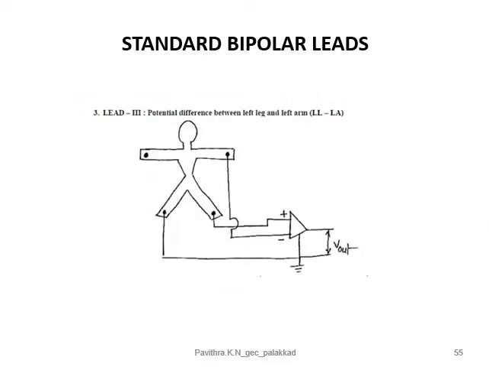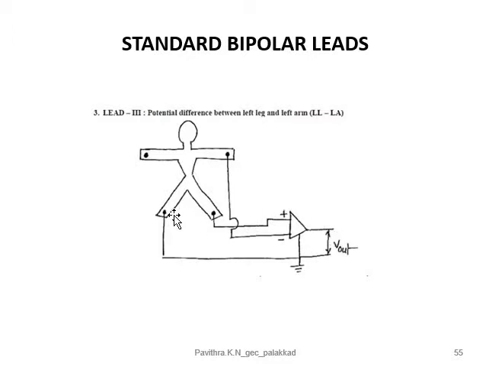Okay, the third one is lead 3. Here the electrodes are connected between left leg and left arm, or the potential difference between left leg and left arm is taken. So here you can see in the left arm one electrode is placed, and in the left leg another active electrode is placed. The left leg electrode is given to the positive or non-inverting terminal, and the left arm electrode lead is given to the inverting terminal of the amplifier, and the output voltage or potential difference is obtained across these two.